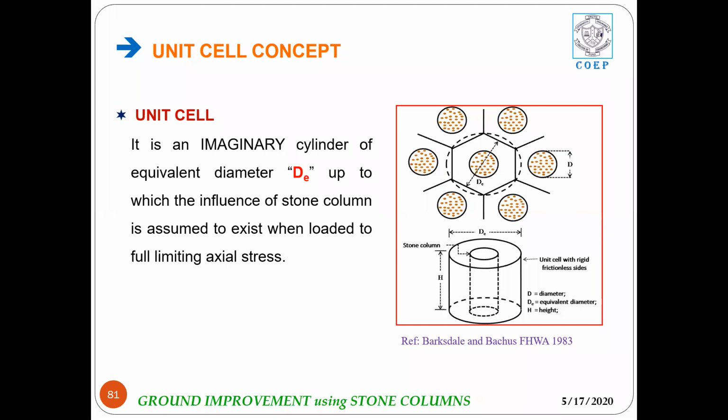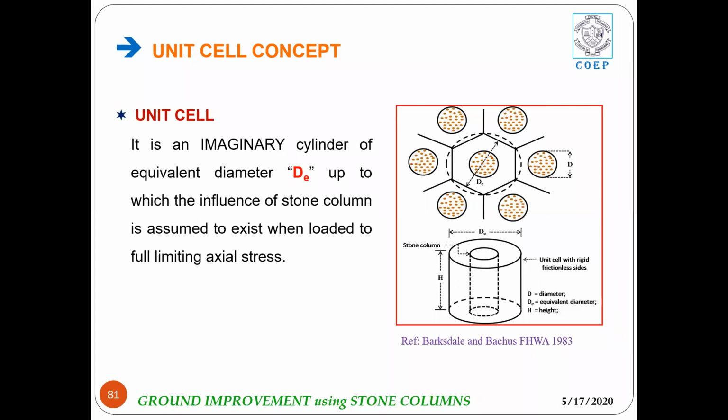So what is the influence zone? Up to what lateral distance does the pressure get transmitted? That defines the diameter of this unit cell. So the unit cell is nothing but an imaginary cylinder of equivalent diameter, up to which the influence of a stone column is assumed to exist to the full limiting axial stress.